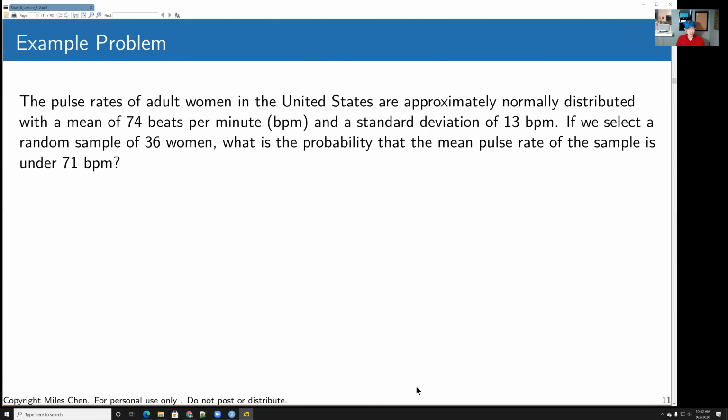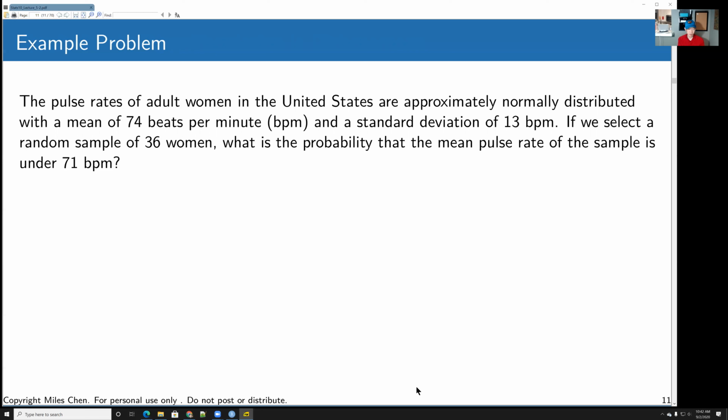And so what we're going to do is select a random sample of 36 people, or a random sample of 36 women, and we're going to ask what is the probability that the mean pulse rate of the sample is under 71 beats per minute.